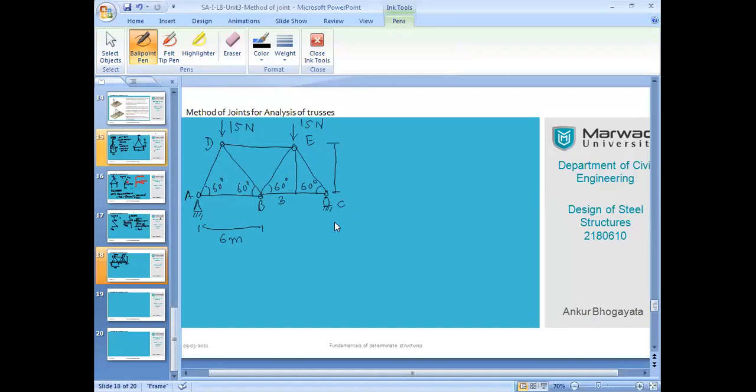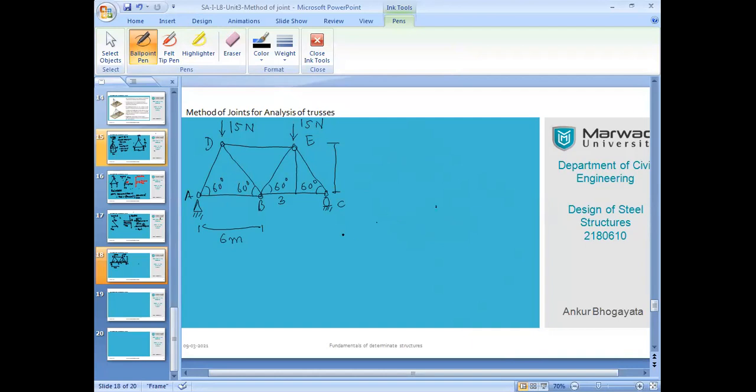So this is the problem statement. And now you know how to solve it using the same method. So what is your first step? Free body diagram, that's it. And we know that we don't have any horizontal reaction, so we'll go with the vertical only.